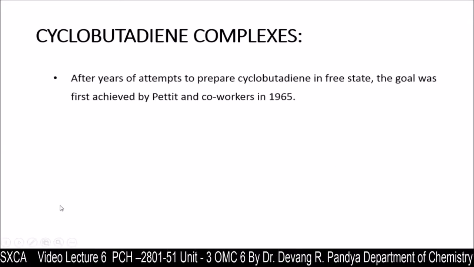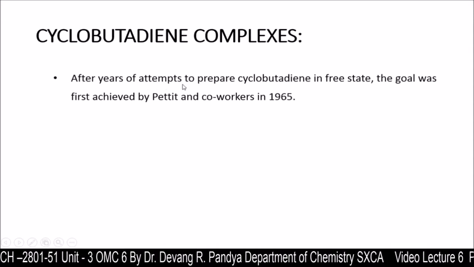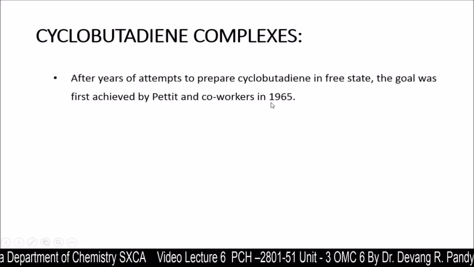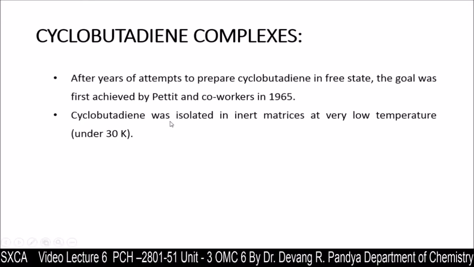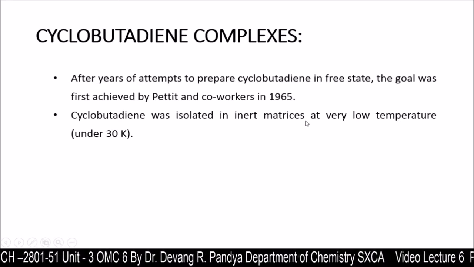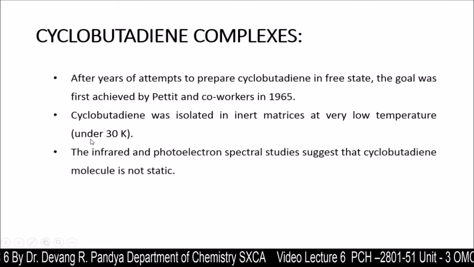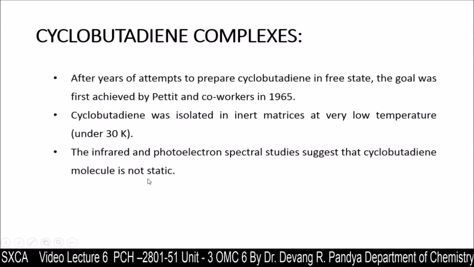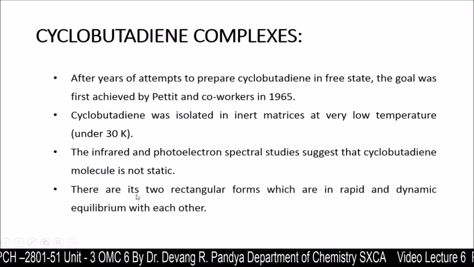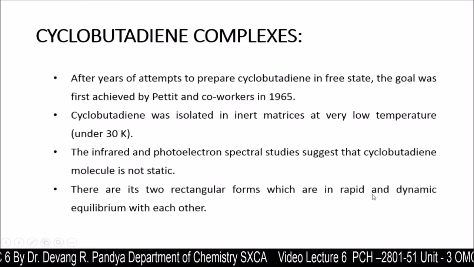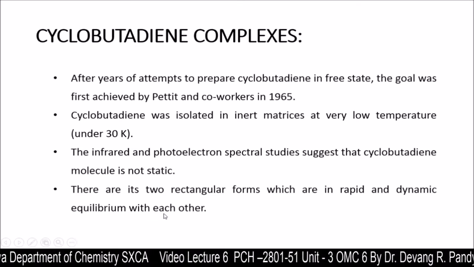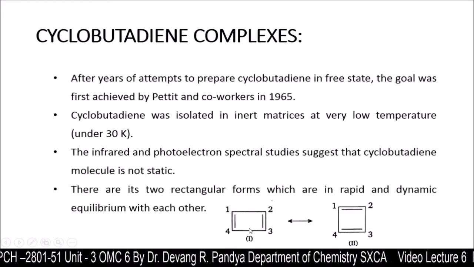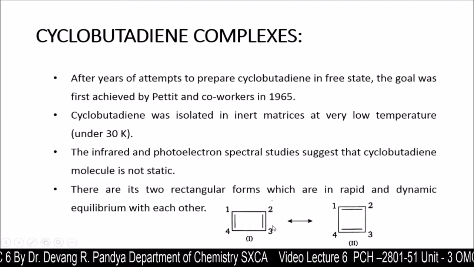After years of attempts to prepare cyclobutadiene in the free state, the goal was first achieved by Petit and co-workers in 1965. Cyclobutadiene was isolated in inert matrices at very low temperature, about 30 Kelvin. Infrared and photoelectron spectral studies suggest that the cyclobutadiene molecule is not static. There are two rectangular forms in rapid, dynamic equilibrium with each other.